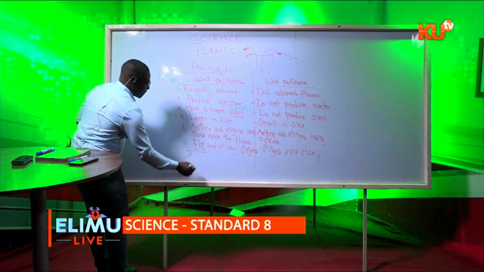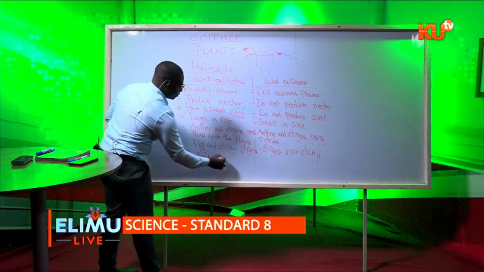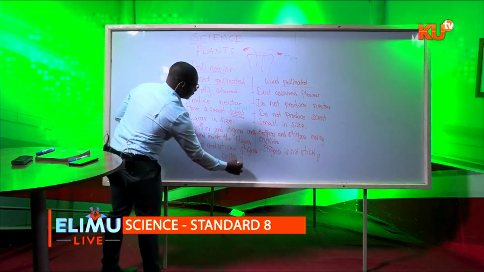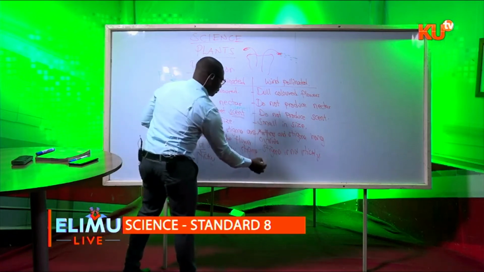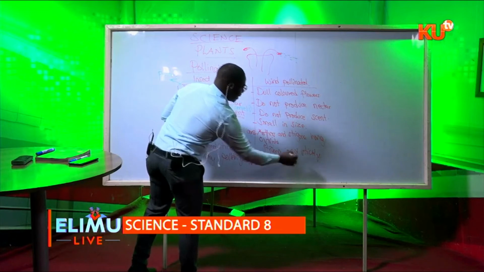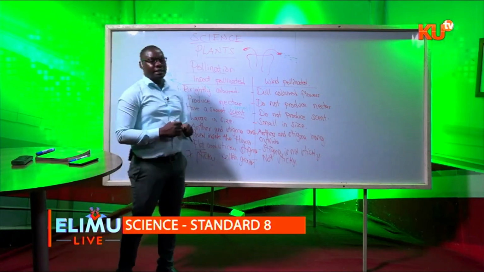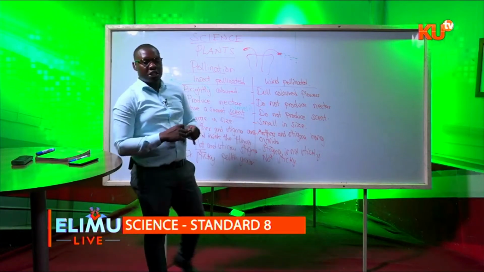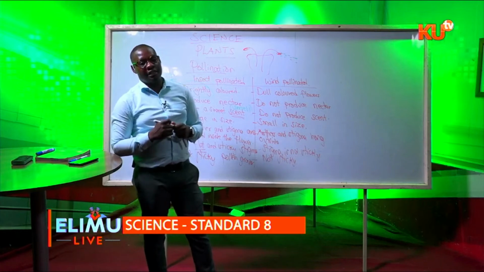Number seven, insect-pollinated flowers have sticky pollen grains. For wind-pollinated flowers, the pollen grains will not be sticky. Why are the pollen grains in insect-pollinated flowers sticky? They are sticky to be able to stick to the body of the insect.